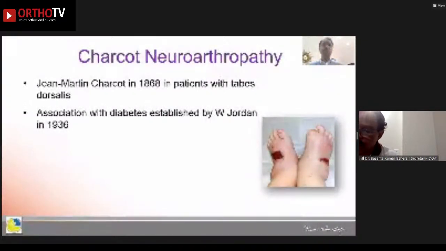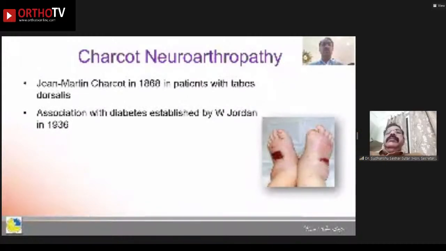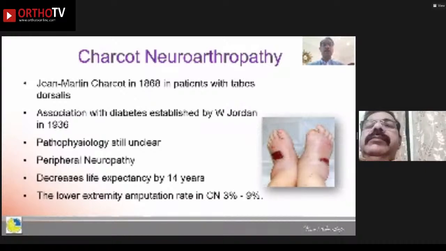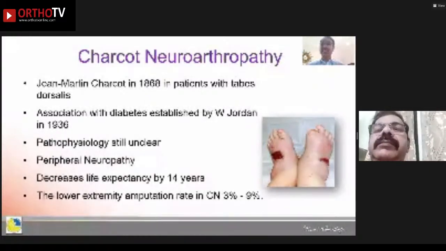Charcot neuroarthropathy was actually described a long time ago, in 1868 by Jean Martin Charcot, in patients with tabes dorsalis. But its association with diabetes was established much later by Jordan in 1936. Even then, the pathophysiology of Charcot is still not very clear. There are multiple theories, but it's not completely understood.